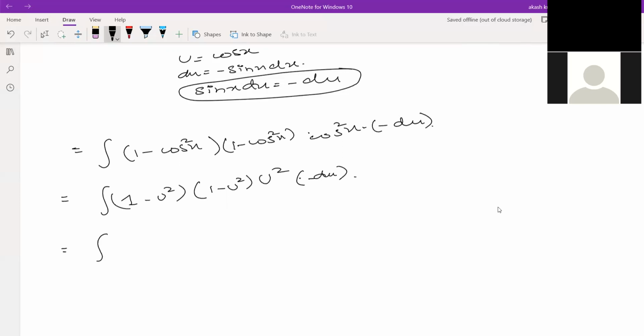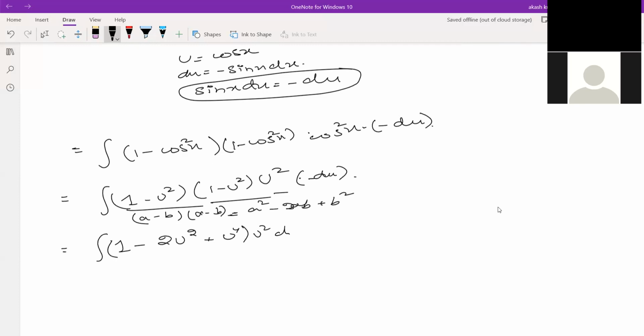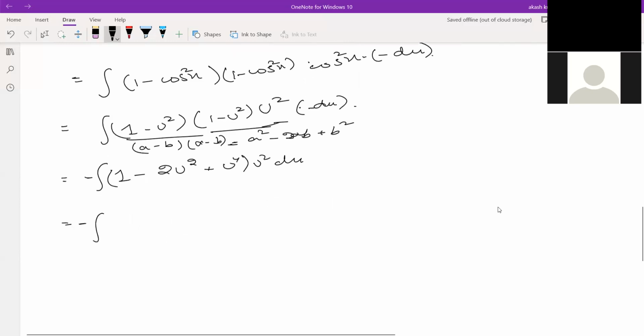For applying the integration, I just need to multiply everything so I can get everything in the plus or minus form. This is a minus b multiplied with a minus b, so it becomes a square minus 2ab plus b square. So it will become 1 minus 2u square plus u4, multiplied with u square. And this minus sign is taken out. So multiplying this with u square, it becomes u square minus 2u4 plus u6 du. Yeah.